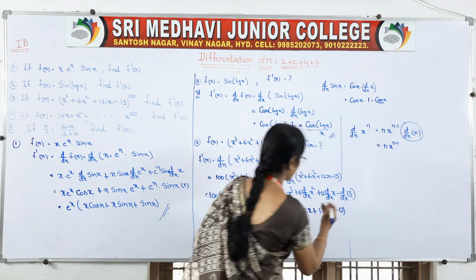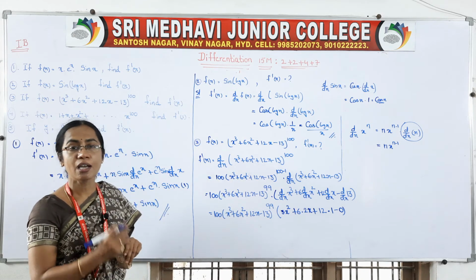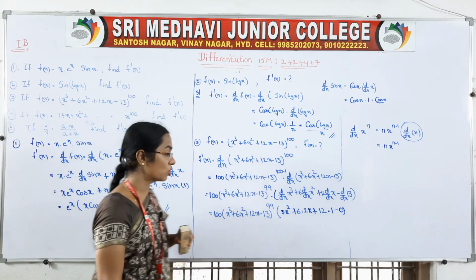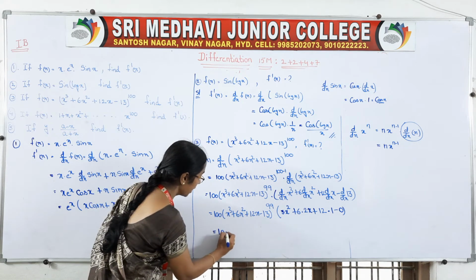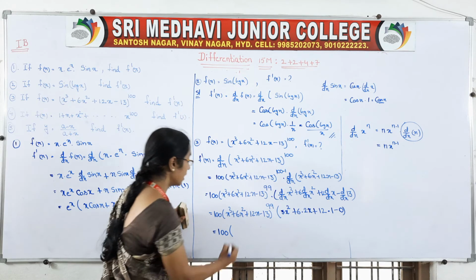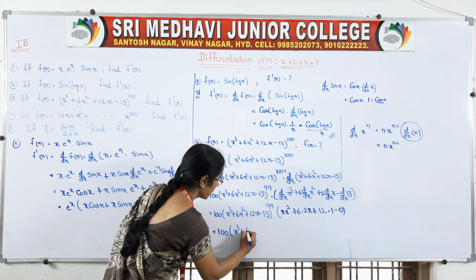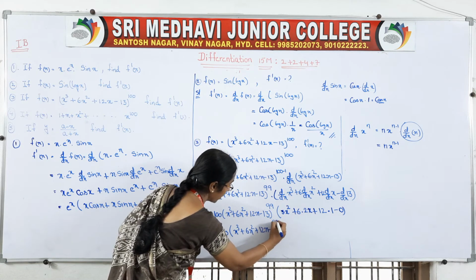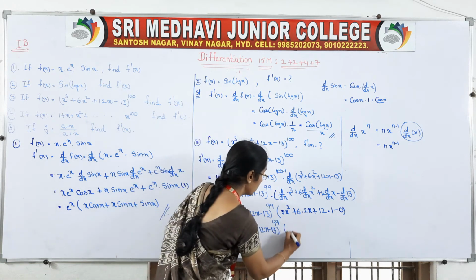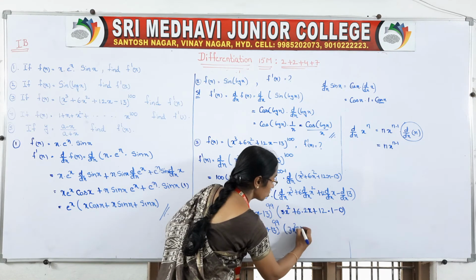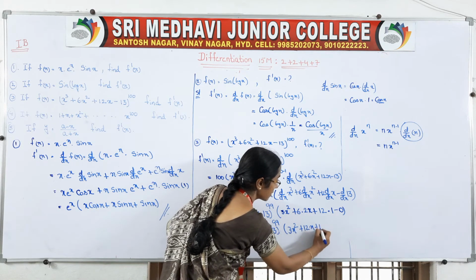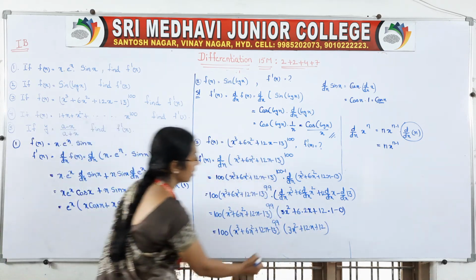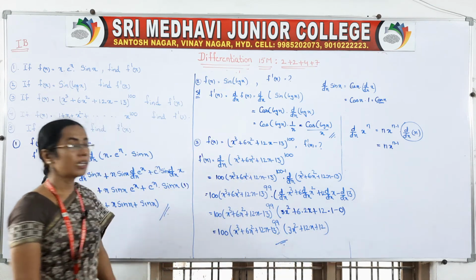See, for each and every step we are applying one formula, right? So slowly you have to get used to these formulas. Not in one day, don't worry, right? So 100 into x cube plus 6x square plus 12x minus 13 to the power of 99 into 3x square, 6 2s are 12x plus 12, right? No need to take minus 0. That is the answer of your third question.